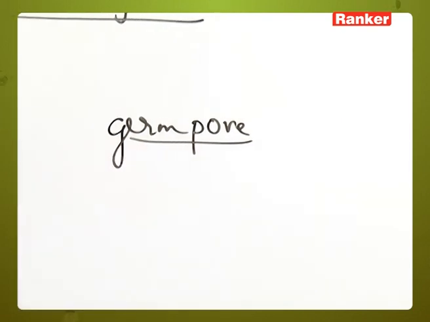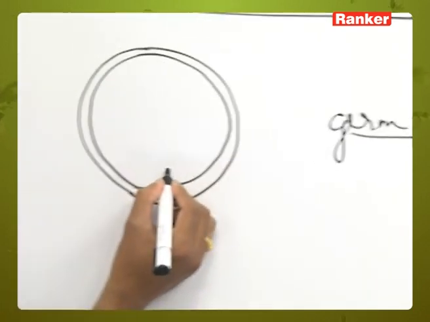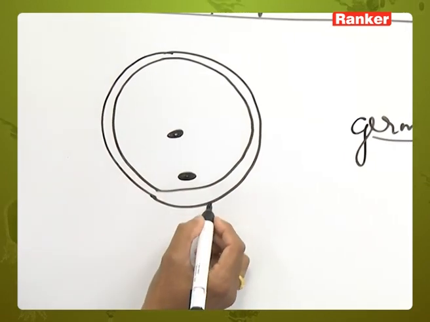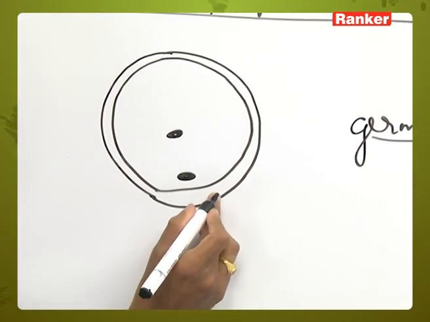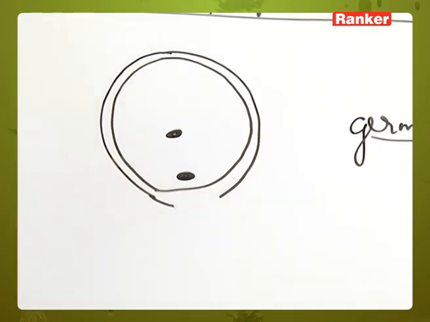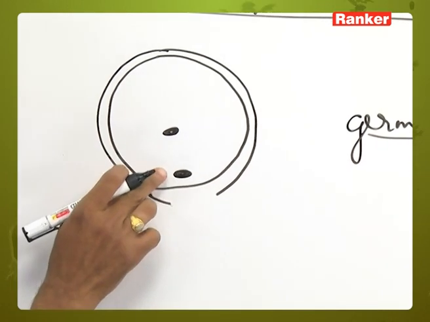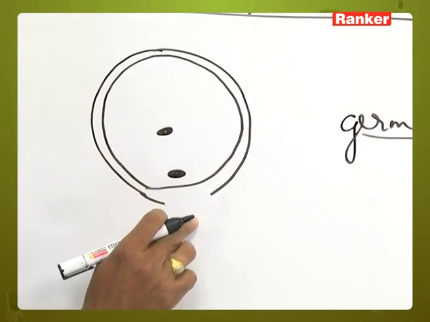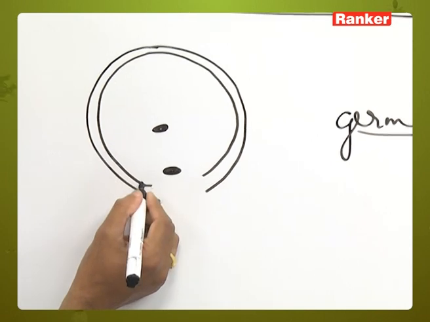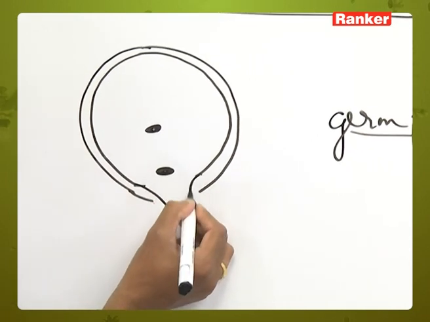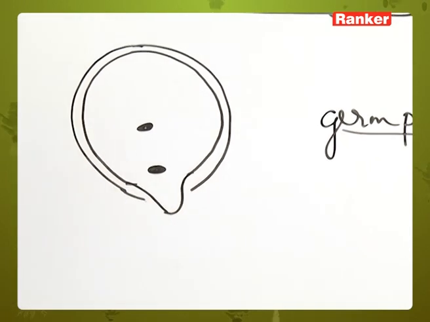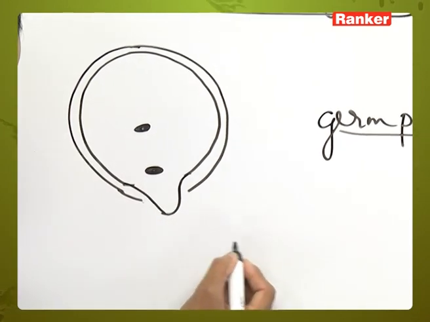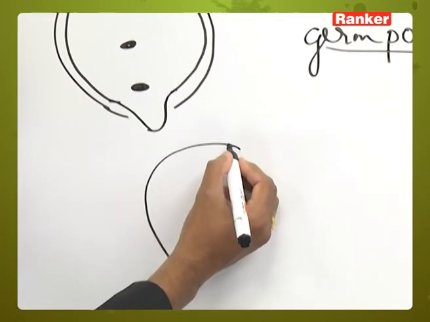The pressure will be exerted, and these are the 2 cells, 2 nuclei which are present here, and in the germ pore region the exine will be broken. When the exine is broken, because of the pressure exerted by the vegetative nucleus, the intine is pushed outside. As it is pushed outside, the intine will form a protuberance through this germ pore region. This protuberance will gradually increase in size, so it will be converted into a tube-like structure.